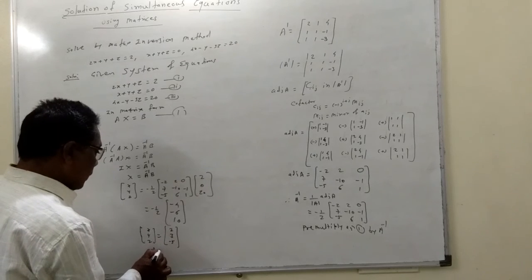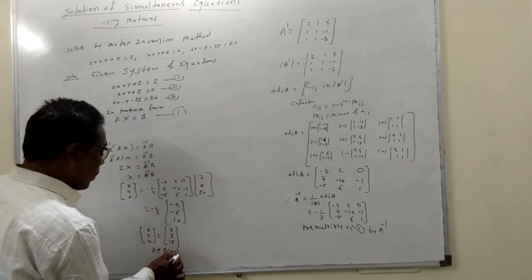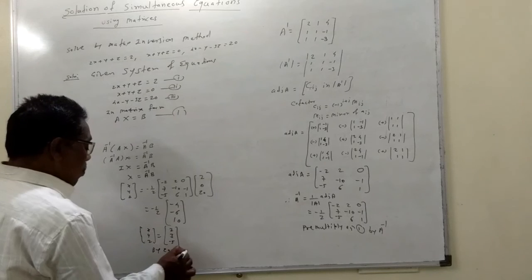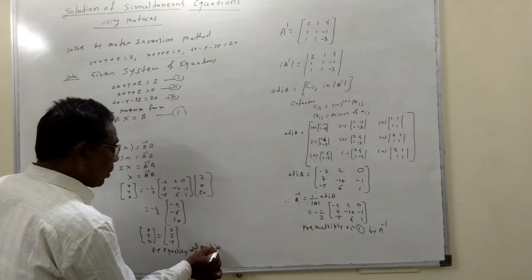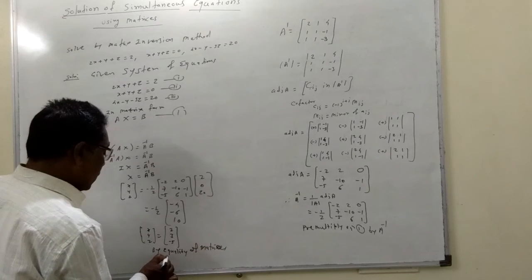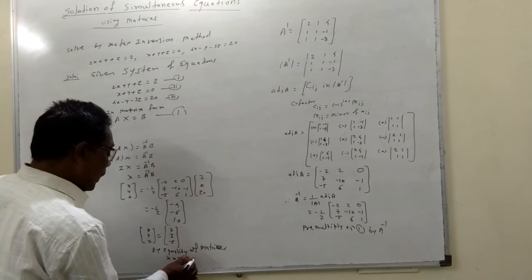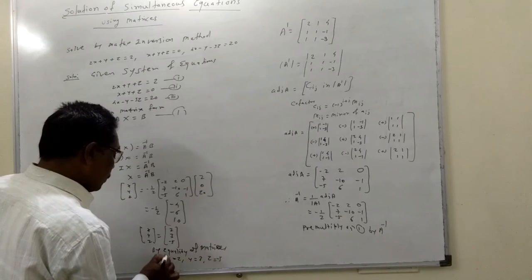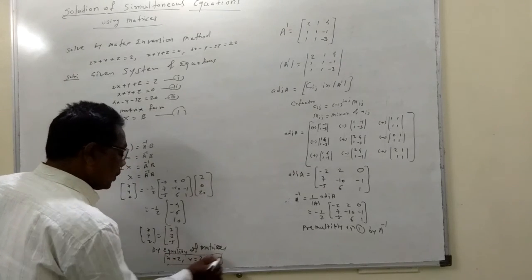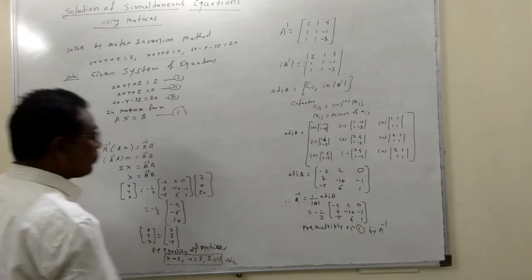So by equality of matrices, X is equal to 2, Y is equal to 3, Z is equal to minus 5. So this is the solution.